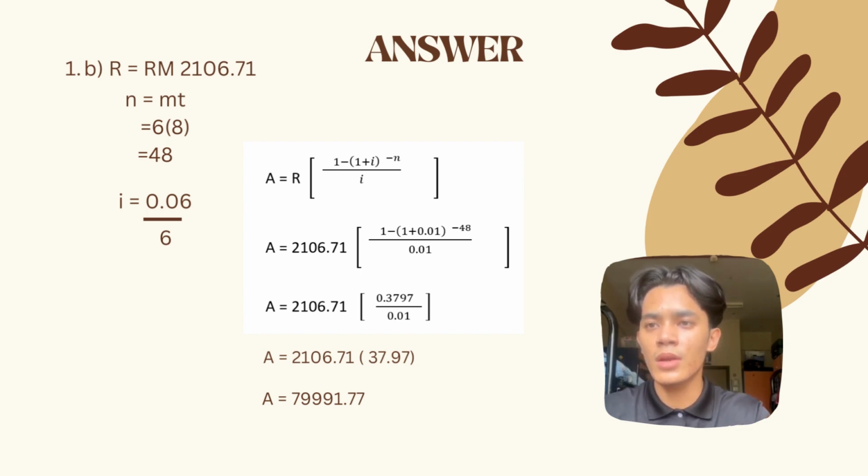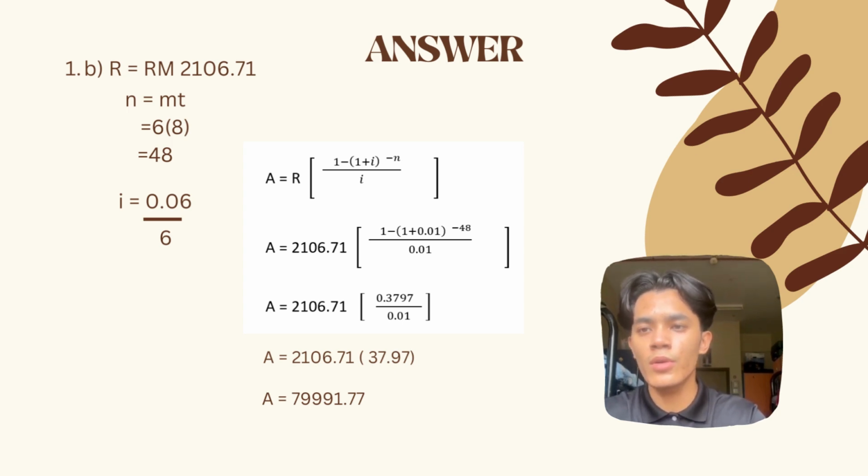Second, the formula to calculate N is N equal to M times T. So M equal to 6, T equal to 8. So 6 times 8 is 48. Third, the interest rate I equal to 0.01. So the formula to calculate the original value is A equal to R open bracket 1 minus open bracket 1 plus I close bracket to the power of negative N over I close bracket.